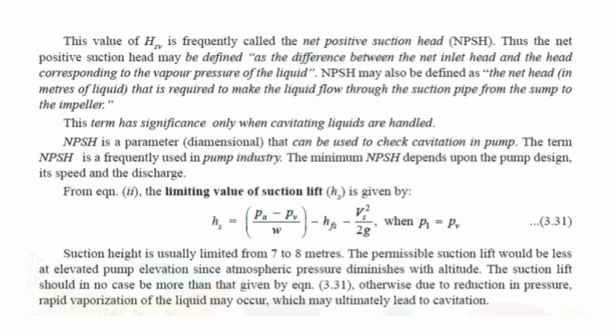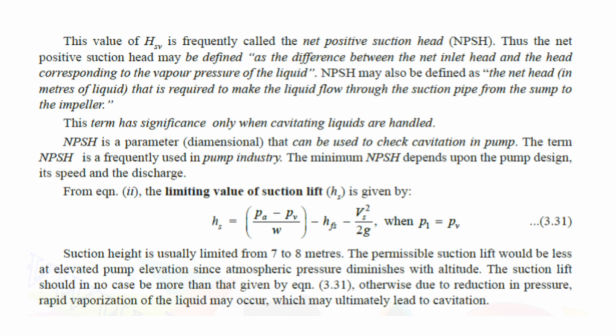From equation 2, the limiting value of suction lift, that is Hs, is given by Hs equal to Pa minus Pv by W minus Hfs minus V square by 2G, when P1 is equal to PV.